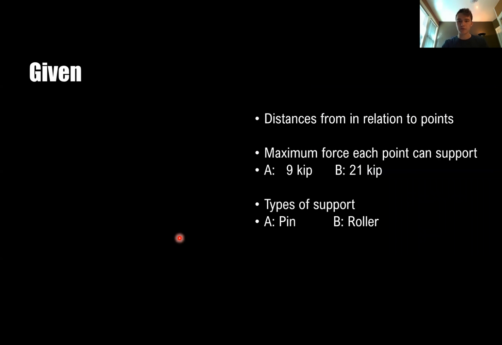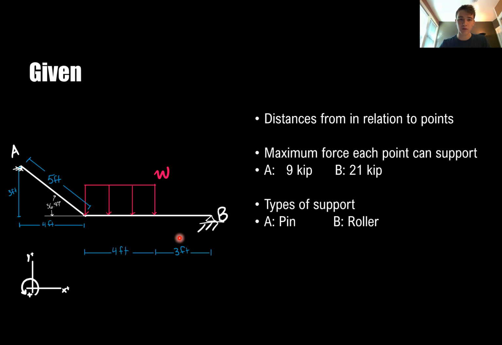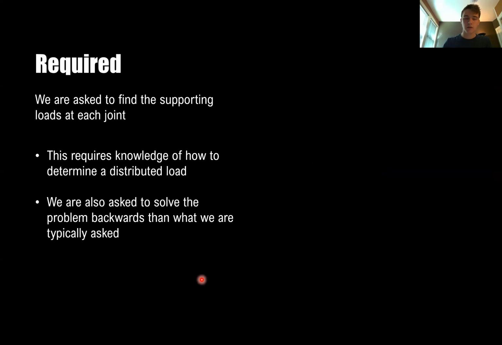So here are our givens. We were given the distances, the maximum forces, and the types of supports. And here we have our free body diagram. And we went ahead and added the horizontal distance and the vertical distance using the angle here.